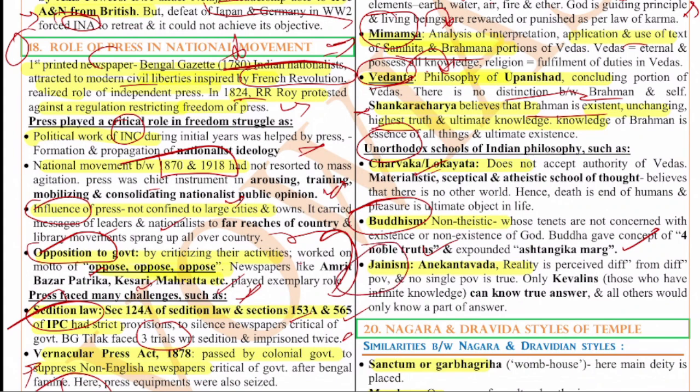Next, there is Jainism, which talks about multiple realities, Anekantvad and Syadvad, the partial knowledge. Only Kevalins, those who have infinite knowledge, can know the true answer. All of these things are there. Okay, so these are the various schools of thought and their interpretations about God and reality.